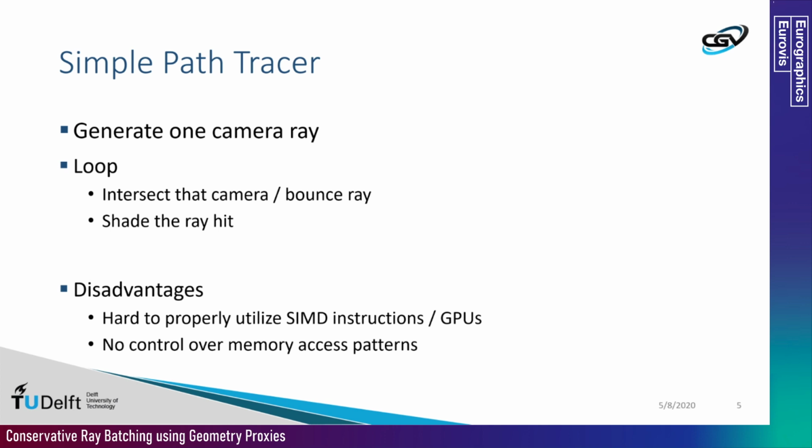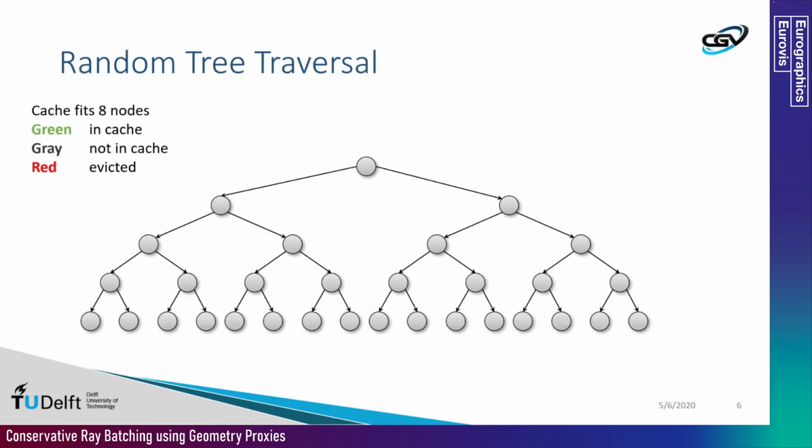For example, because we operate on only one path at a time, we may not be able to utilize SIMD instructions or GPUs to their fullest. Another issue, which we'll discuss next, is that because of randomly reflected rays, we have incoherent memory access patterns throughout our acceleration structure. This issue of memory coherency is important, so we would like to explain this further using an illustration. Imagine you have an acceleration structure that consists of a tree, and this tree is quite large, so it does not completely fit into our cache.